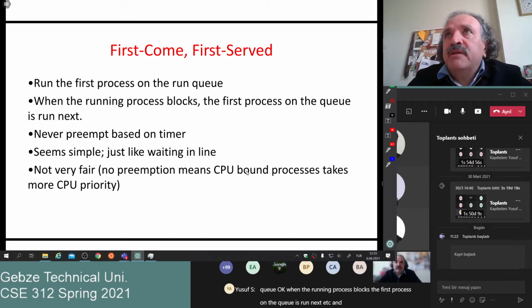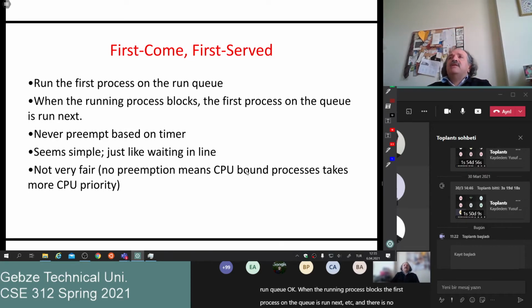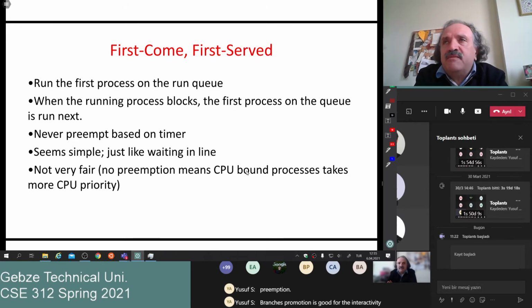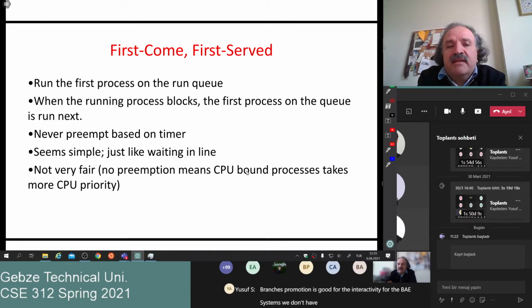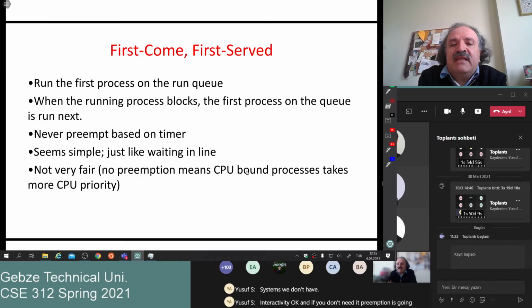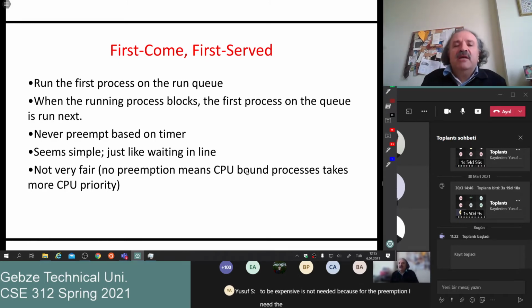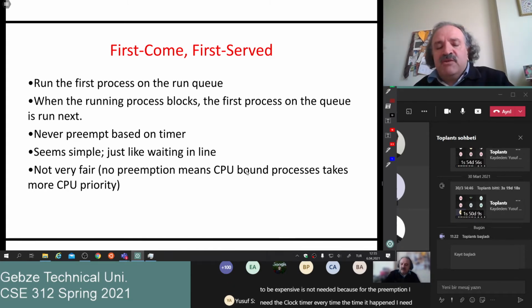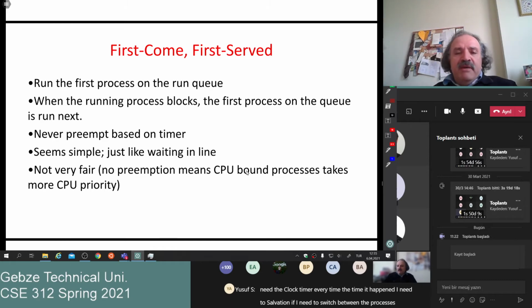And there is no preemption. Preemption is good for interactivity. For batch systems, we don't have interactivity, and if we don't need it, preemption is going to be expensive. It's not needed, because for preemption I need the clock timer. Every time the timer fires, I need to switch, and if I need to switch between the processes, that's going to be expensive. So there is no preemption based on the timer, and it is very simple.